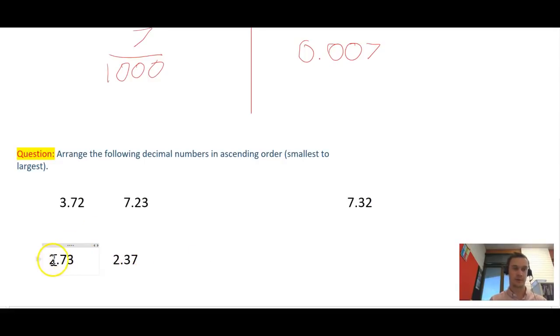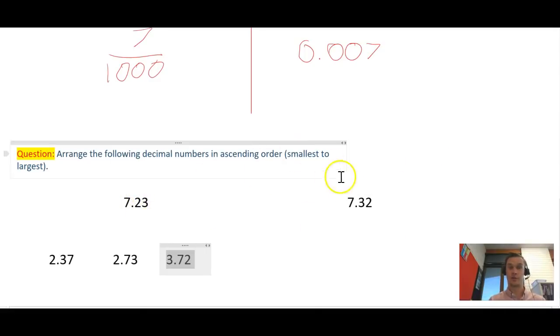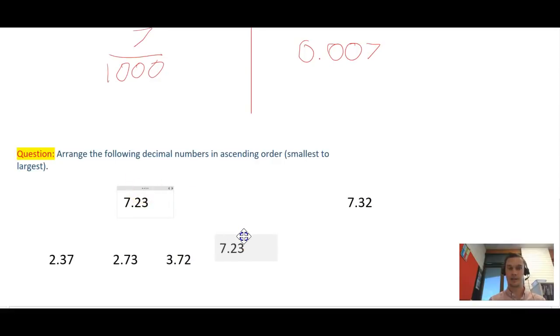So again, working from left to right, we've done the 2. Now we have the next number of 7 and 3. 3 is smaller than 7, so I can switch these 2 around. So now I have my smallest number, and then we move on to the next whole number. So we've got a 3, 7 and 7. 3 is obviously smaller than both of those numbers. And now we have 2 7s, so we're going to need to again work from left to right. 7 and 7, 2 and 3. 2 is smaller, that will go there, and that will go there.